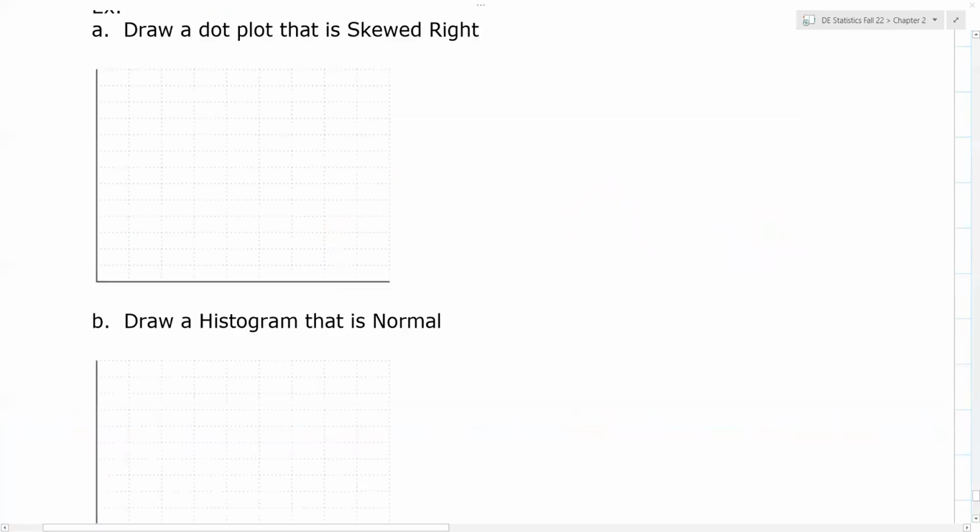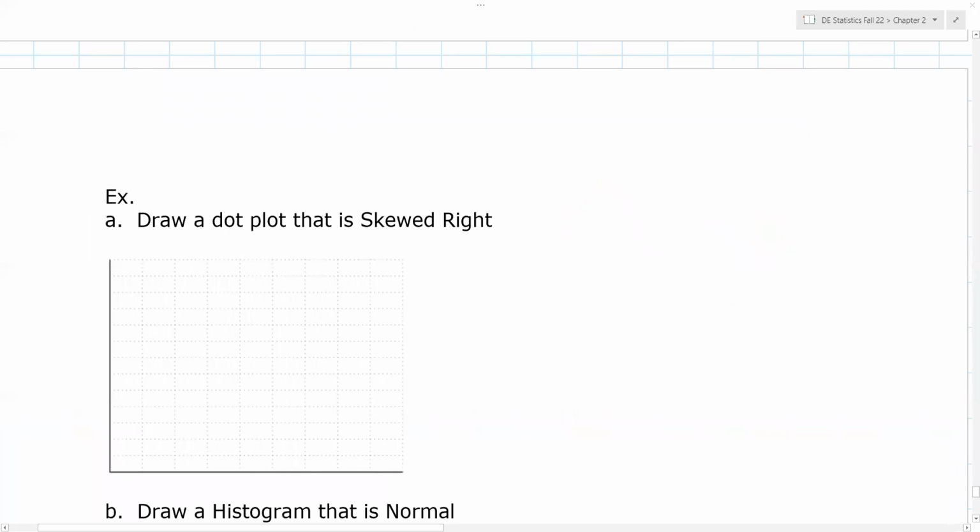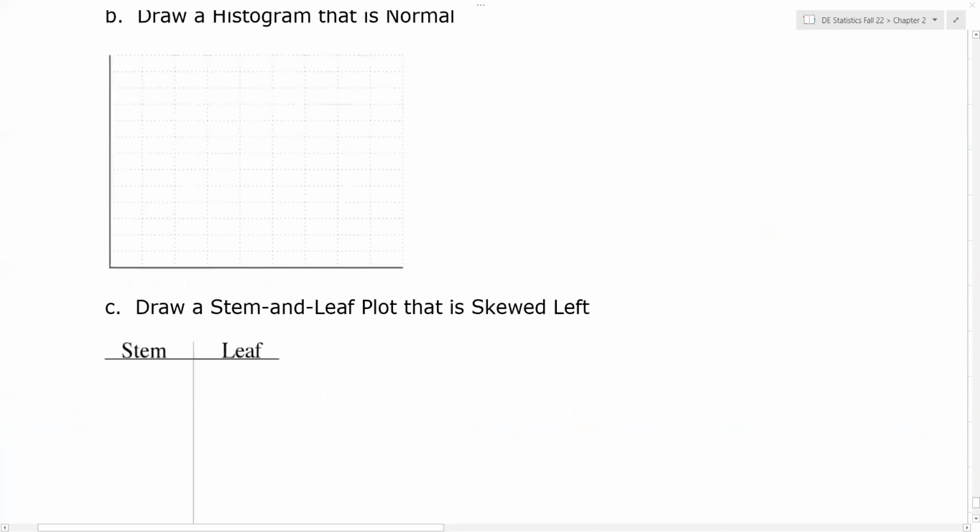The last part, if you want to go ahead and answer these three questions. It's saying, make an imaginary, so you can use whatever data you want, you're just putting dots on there. Make a dot plot that is skewed right. Then you're going to make a histogram that is normal. And then you're going to make a stem and leaf plot that is skewed left. So pause this video, do those three problems, and then come back.